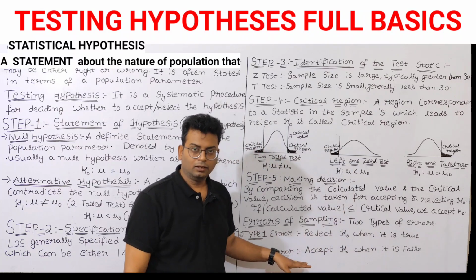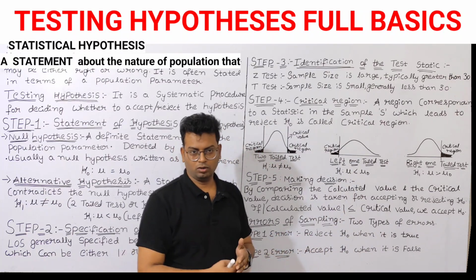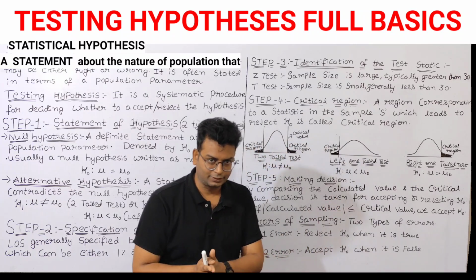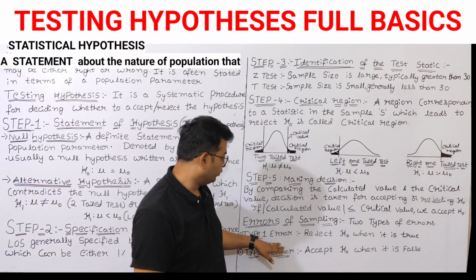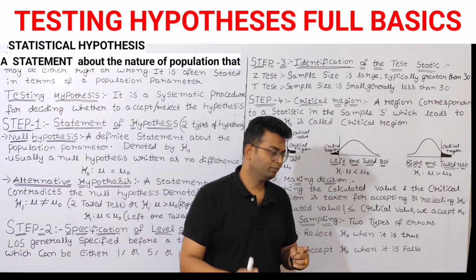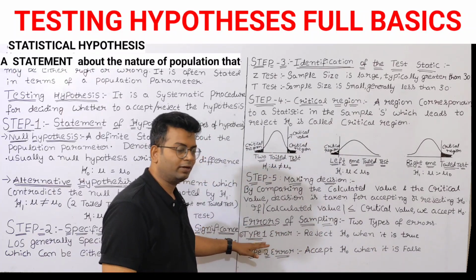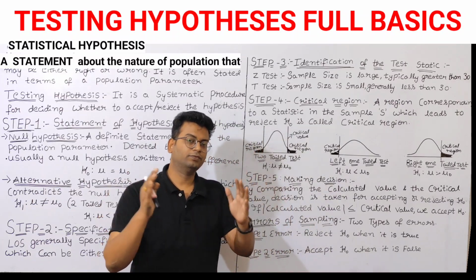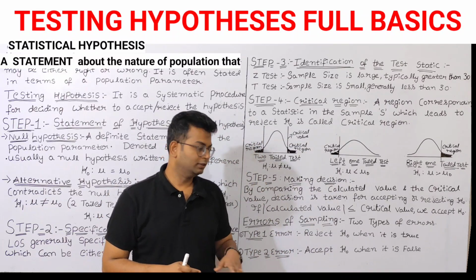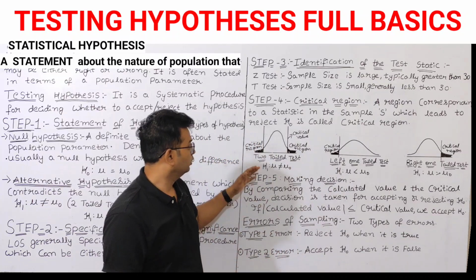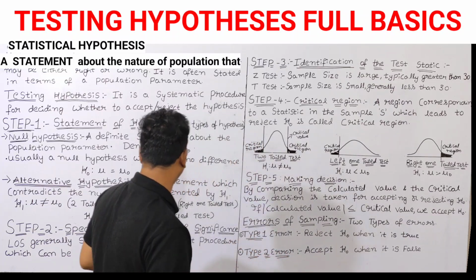It means we have been assuming wrongly, accepting the person who should not be accepted and rejecting the person who should not be rejected. Clear? These two types of errors can be eradicated by taking a large sample size. So this is totally regarding testing hypothesis.